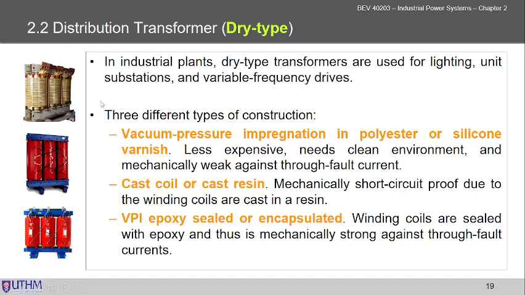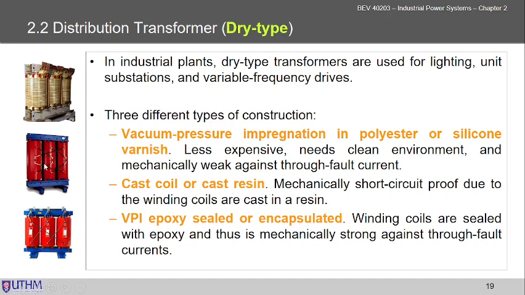It needs a clean environment. You cannot place it in a dirty environment, for example in a store, or in a very dusty environment in your factory. So you have to choose between these 2. This one can be placed only in a clean environment, and it's mechanically weak against faults. It's mechanically weak due to the insulation here. It only uses the vacuum pressure.